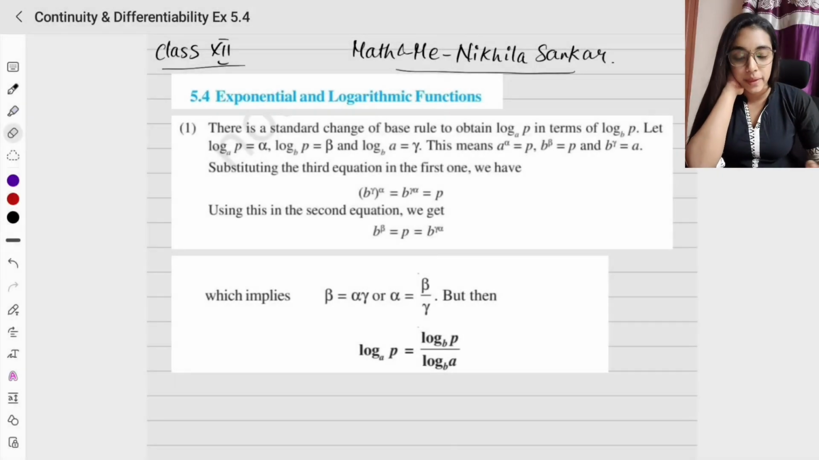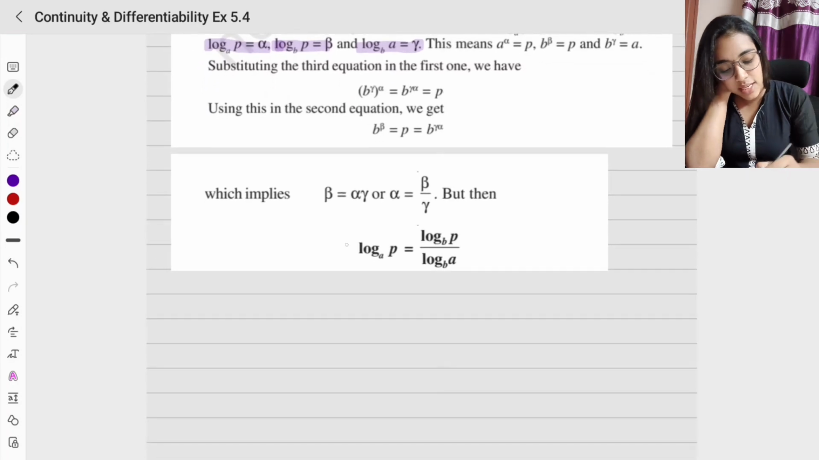Moving on to the next topic, exponential and logarithmic functions. Before we get into the examples and exercise questions, you need to know a few formulas. Let's say log p to the base a equals alpha, log p to the base b equals beta, and log a to the base b equals gamma. If you consolidate these three, you get a formula which is given here.